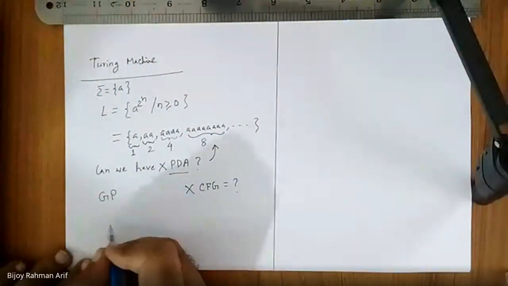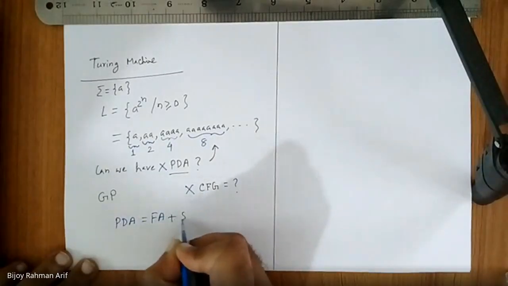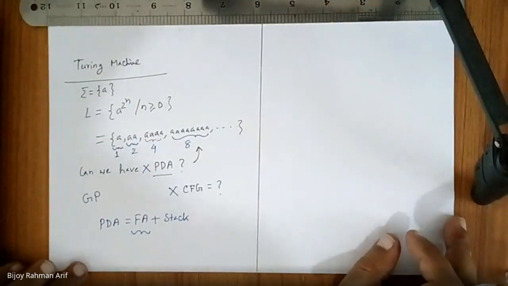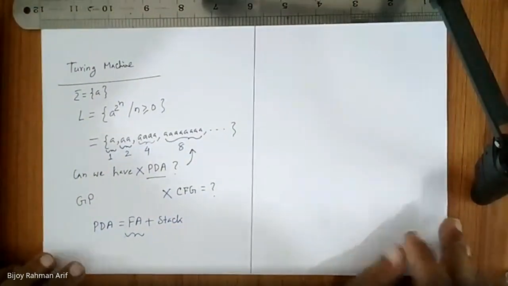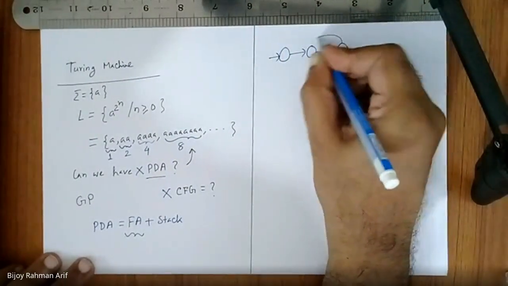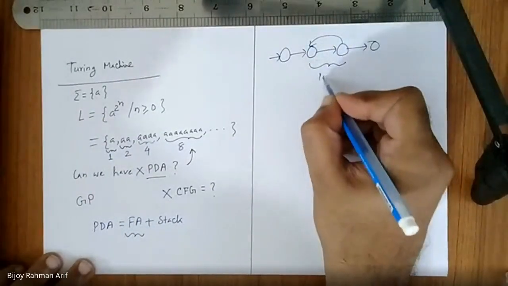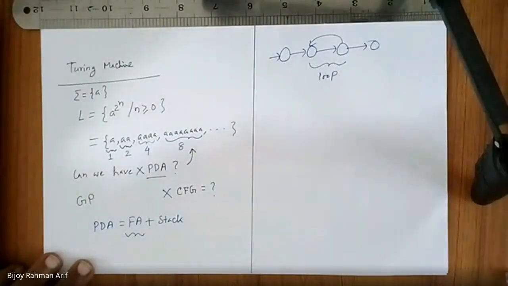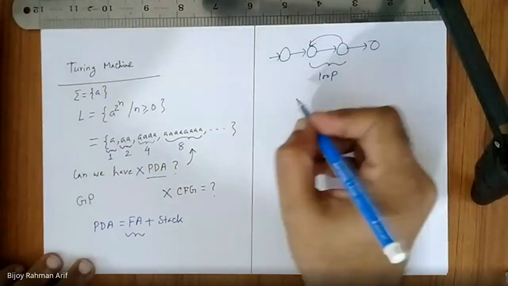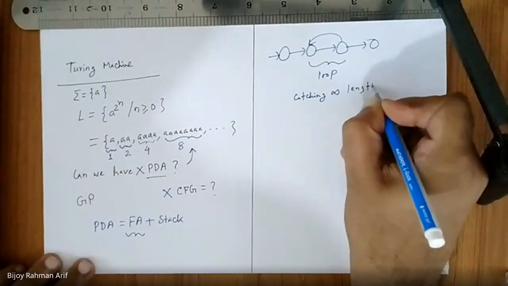So what is actually push down automata? Push down automata is nothing but finite automata plus stack. So we know what is finite automata. How can a finite automata catch infinite length string? Definitely it must have a loop. It must have a loop, then it will continue. So this loop is actually catching the infinite length string.